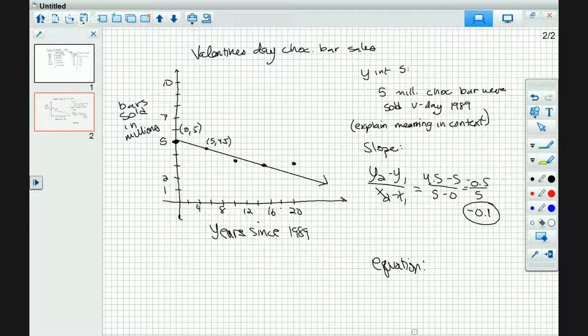You can use point slope or slope intercept. I mean, these two numbers, y equals what? Okay, good enough. Now, I know we've been practicing all that math, so you're probably getting pretty good at it. Explain the meaning of the slope in the context of the problem.